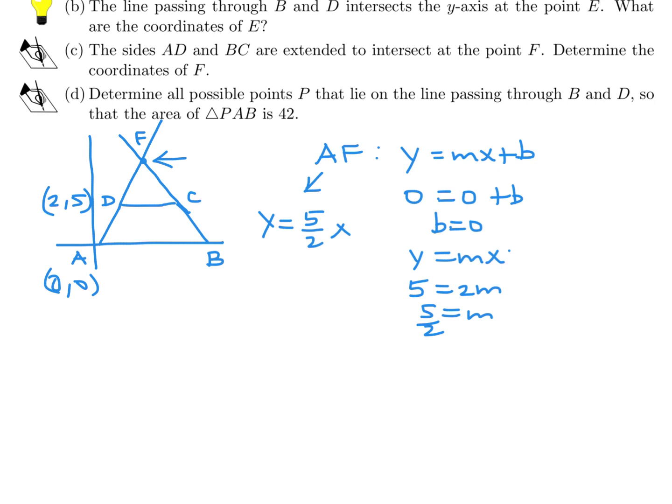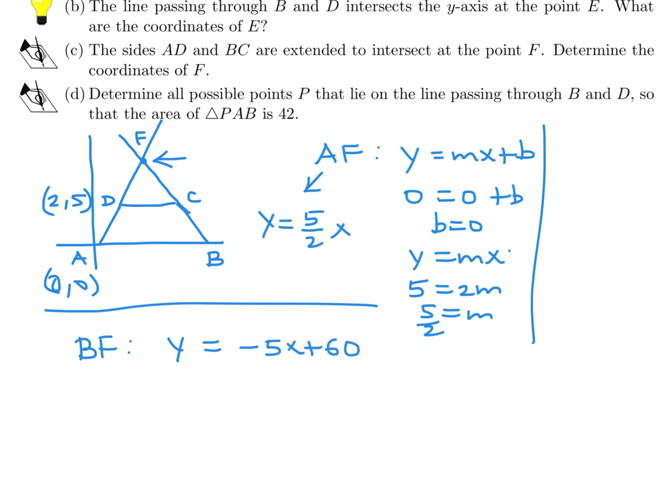And very similarly, we'll find the equation for BF, the other line. I really think you guys should do that. I mean, if you're in grade 11 and you don't know how to figure out the equation of a line, that's pretty pathetic. So I'm just going to give you the answer. It's y equals minus 5x plus 60. And I've even done it more than once, actually.